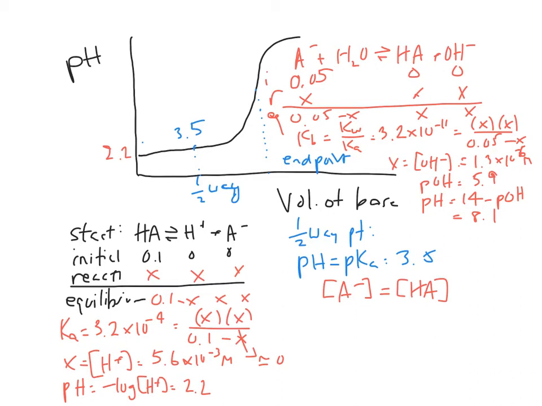At the end point, the conjugate base A minus is present, so we have to use the base hydrolysis reaction. We've accounted for dilution, which is how we get 0.05. And when we do an equilibrium calculation, X gives us the hydroxide ion concentration, then we calculate pOH, and then finally the pH. Based on the titration curve, aspirin can be used as a buffer in this pH range.